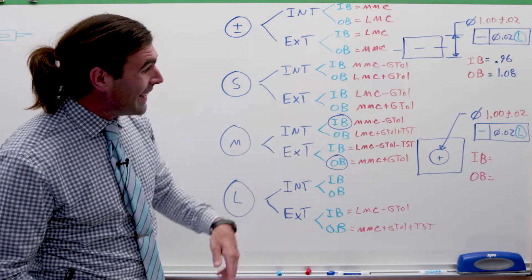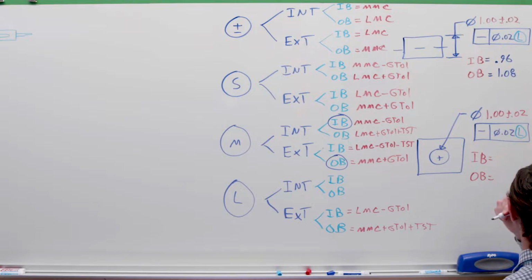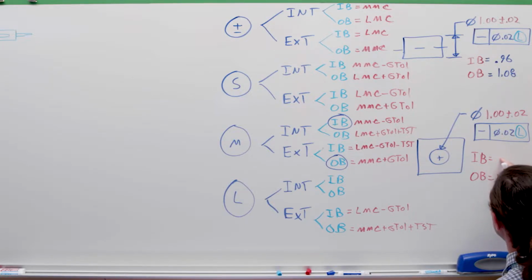Now, for an internal feature, we're protecting the outer boundary. So 1.02 plus 20 thousandths gives us 1.04. Our inner boundary can shrink more. So 0.98 minus 20 thousandths minus 40 thousandths.